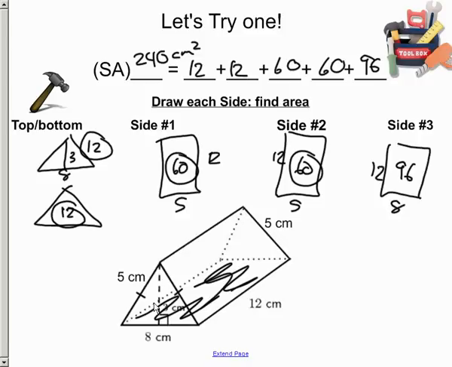So that's how to find surface area. If you had trouble with it, just go back and watch the video again. Good luck.